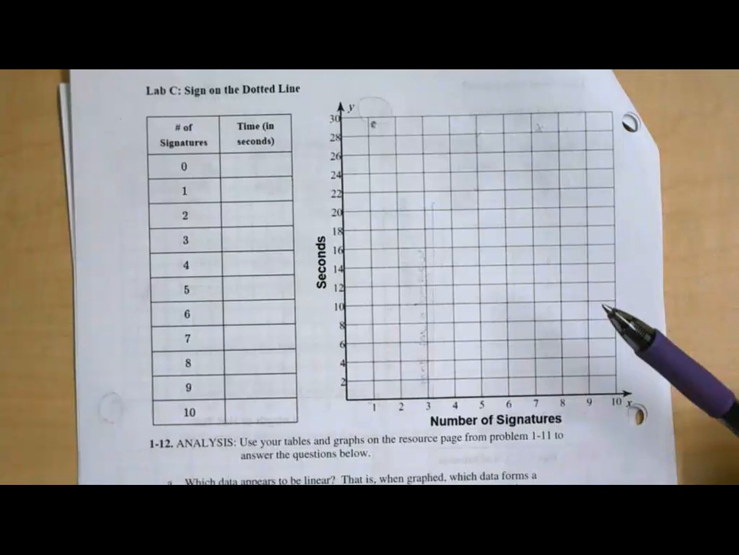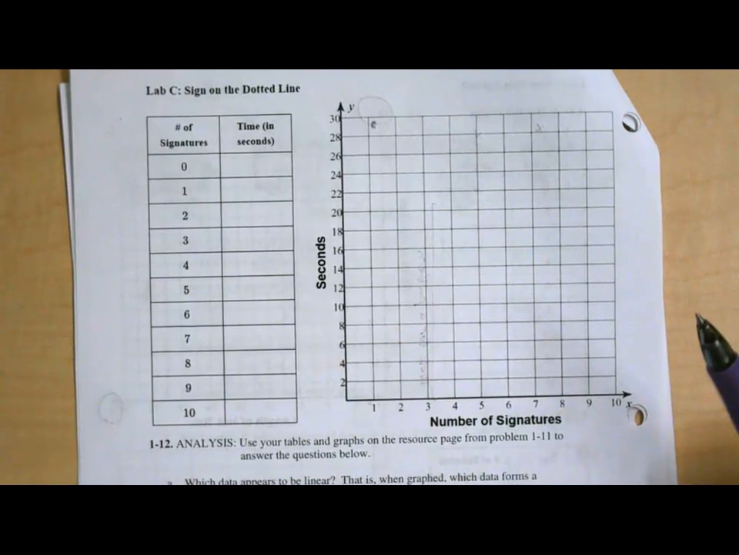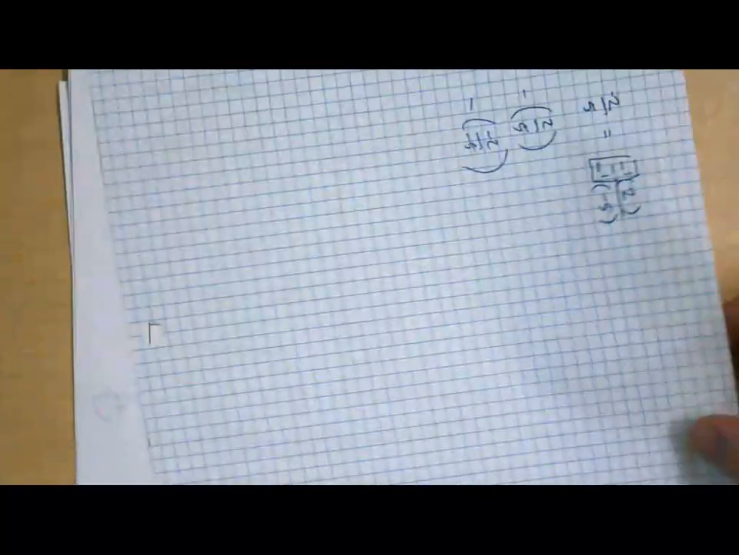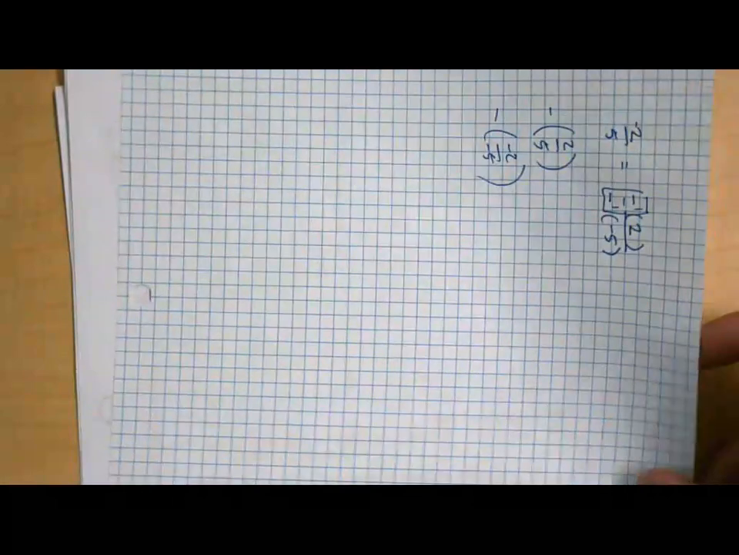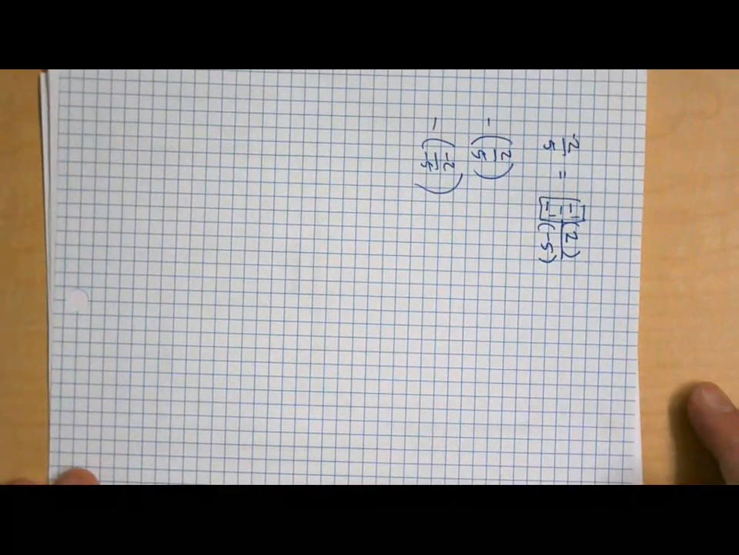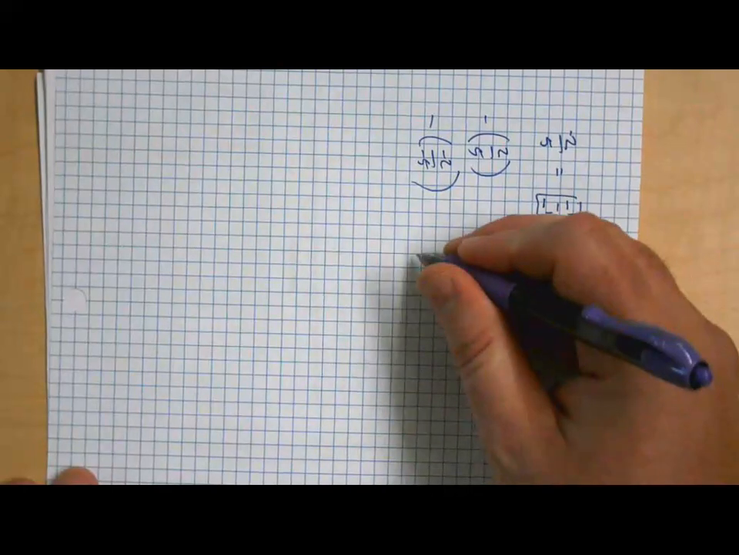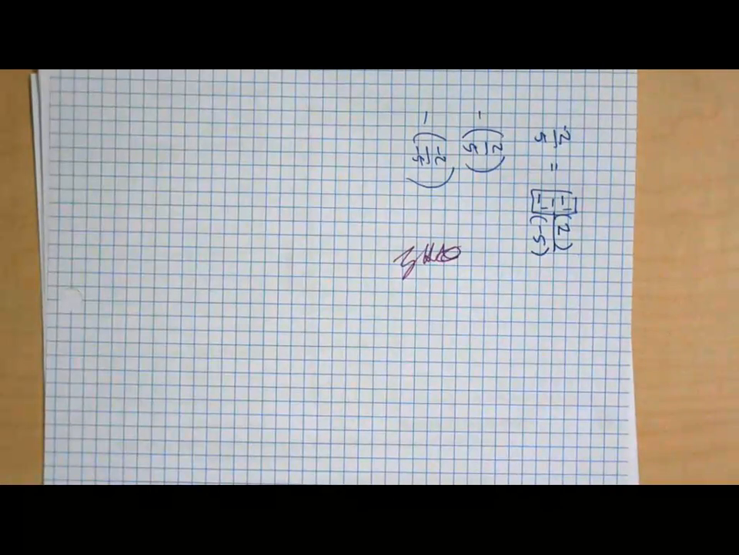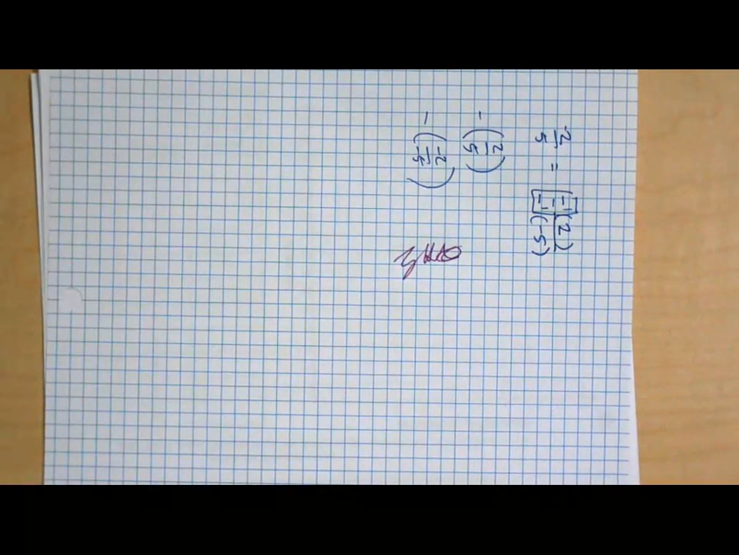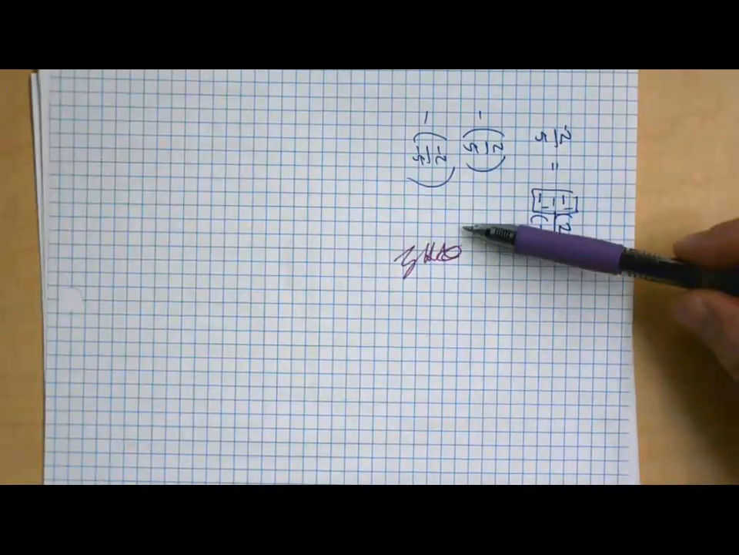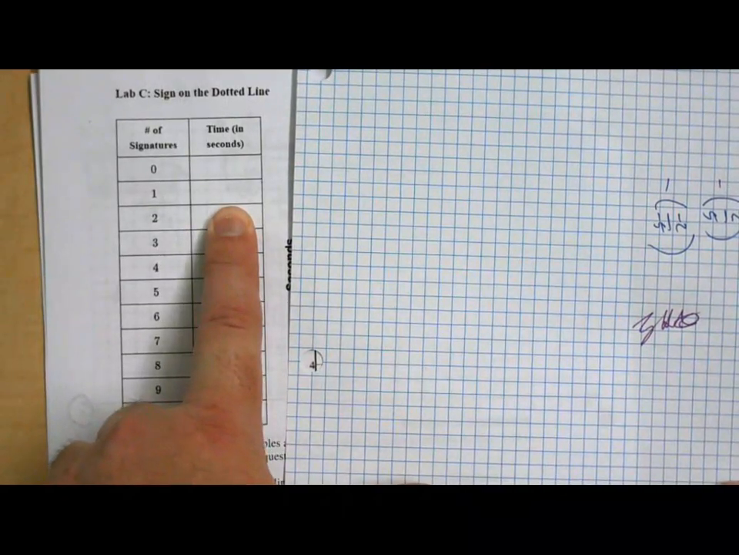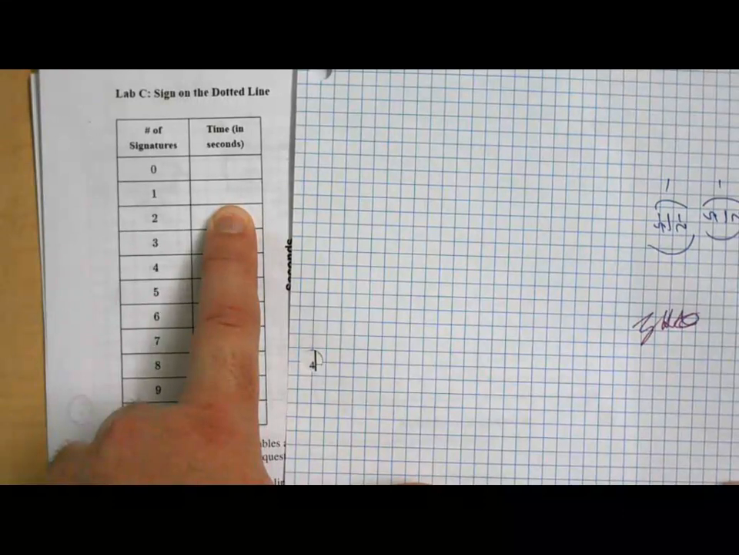What's going to happen is one person's going to be the signer. They're going to get a piece of scratch paper, something that maybe already has some writing on it, and they're going to sign their name. The first time around, they're going to sign their name one time. And someone else is going to time how long it takes them to do that. So one signature is going to take however many seconds. Okay? I'll tell you how to time it here in a second.